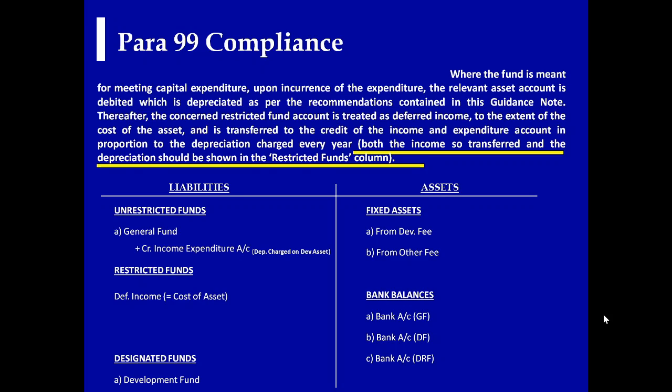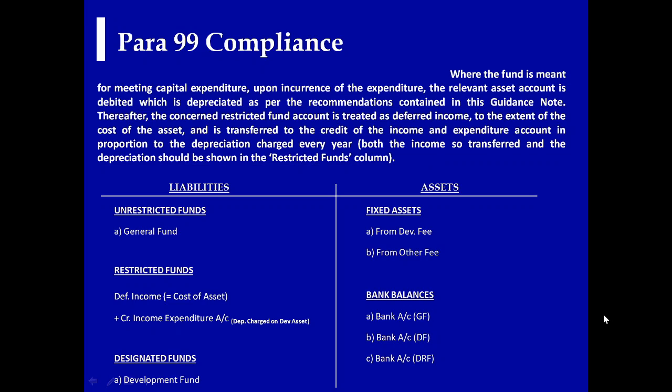So what we're going to do is we're going to just erase it from there and we're going to just put it here. So this is what the para 99 word by word analysis looks like, that we have a general fund which is under unrestricted funds, and then we have a deferred income fund, and then we have a credit entry of that is equivalent to the depreciation that you have charged in general fund.